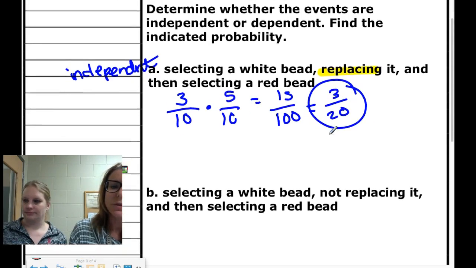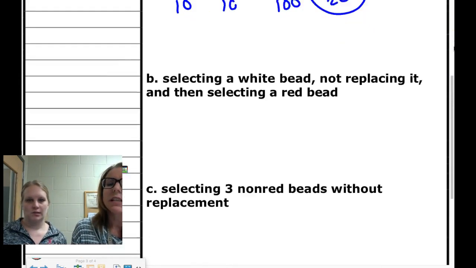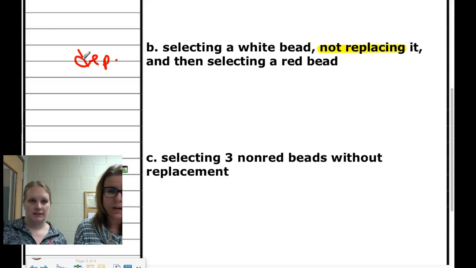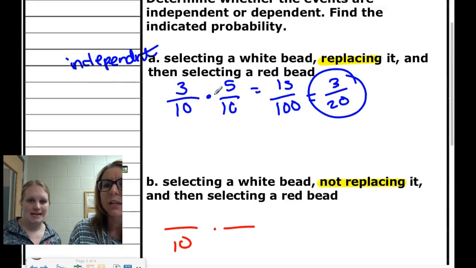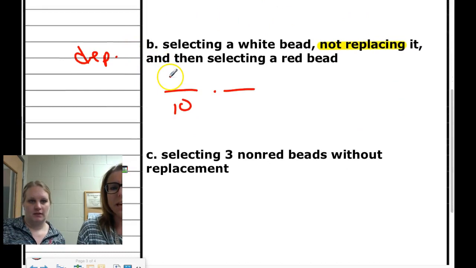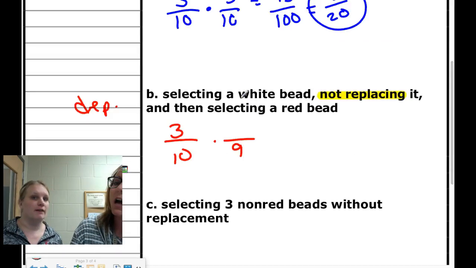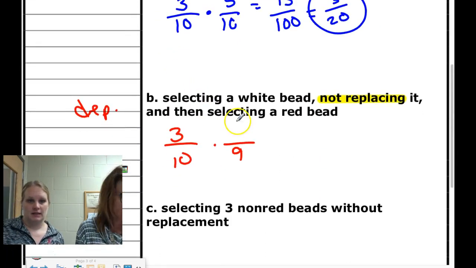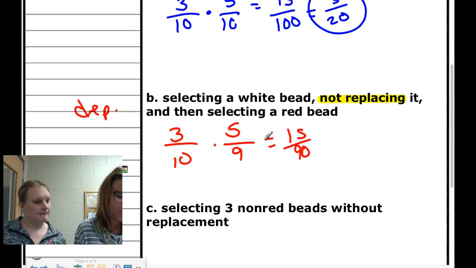So let's go down to the next one. What's the probability of selecting a white bead, not replacing it, and then selecting a red bead? So this one's dependent. Right, when you don't replace it, it's dependent. So again, we should go back up and look. How many white beads are there? There are 3. Okay, so we'll write 3 over 10. We don't replace it, so now we only have 9 left to choose from. We better go up and look how many red ones there are. 5. There are 5. So then we're going to write 5 over 9. So we get 15 over 90. Yep, which reduces to 1 over 6.